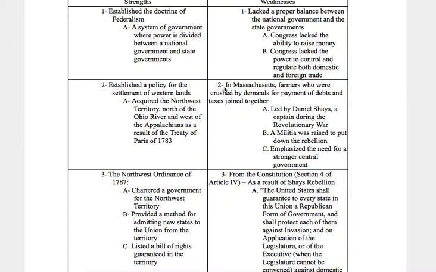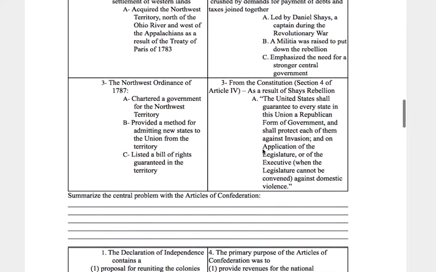Weakness 2. In Massachusetts, farmers who were crushed by the demands for payment of debts and taxes joined together. They were led by Daniel Shays, a captain of the Revolutionary War. A militia was raised to put down the rebellion, and this emphasizes the need for a stronger central government.